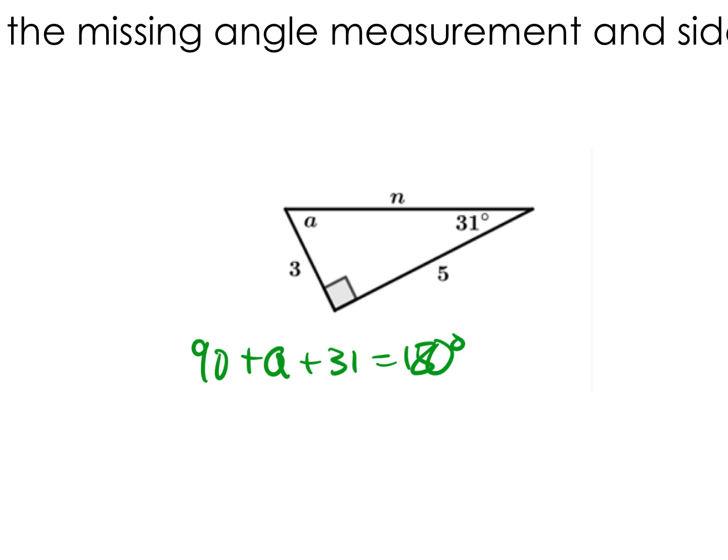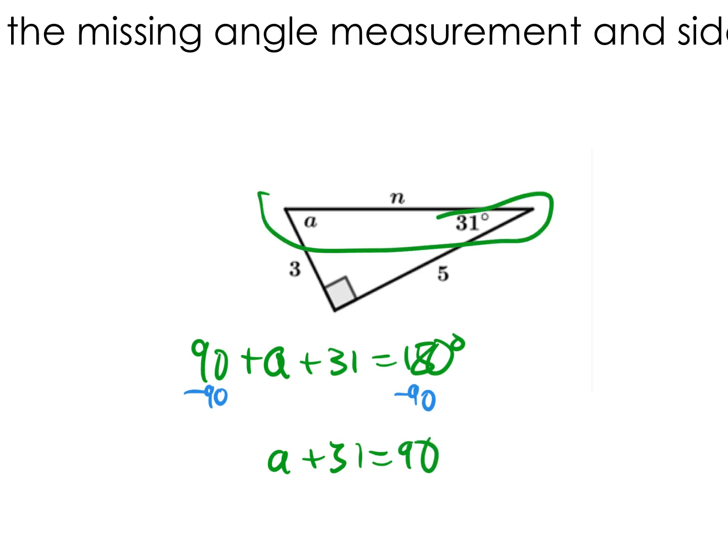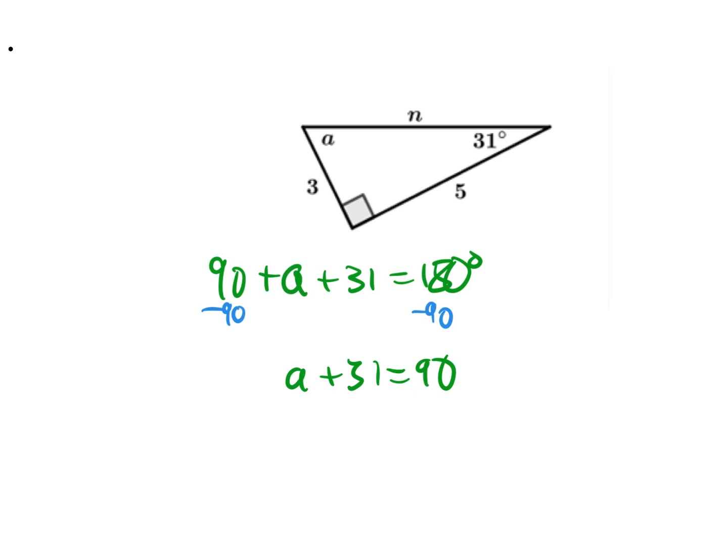Now, you could add those, but I'm going to go ahead and subtract 90 because I want to show you something. Notice this, A plus 31 equals 90. So this is showing us that when you take the two acute angles in a right triangle, these two have to add to 90. So in a situation like this, we can jump straight down to here. You don't have to write this long one out. We know they add up to 180, and the small ones add up to 90. So if we subtract 31 from both sides, we get our answer.